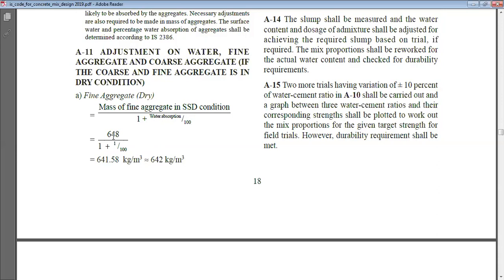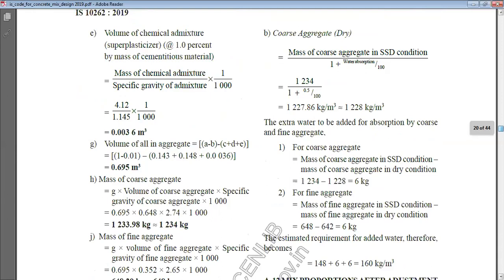So for fine aggregate you have 648 divided by 1 plus 1 divided by 100, which gives 642. This 642 is the dry weight you need to add. 648 is the saturated condition, 642 is the dry weight. So the difference between these two is 6 kg. 6 kg of water will be present in the fine aggregate.